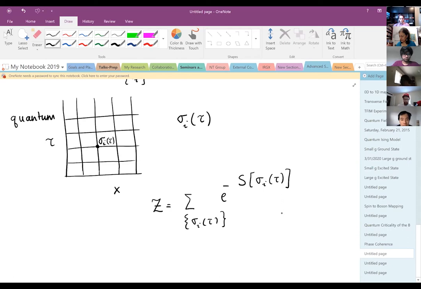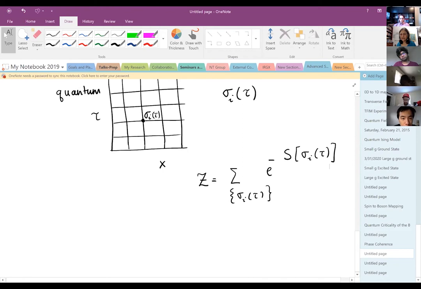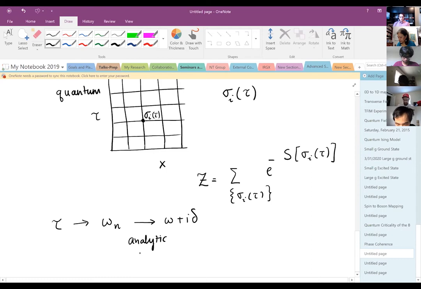You know, in the end, you can go back to real time by doing what is called analytic continuation. So if people have done some diagrams, you might have done something called Matsubara sums. Basically you take tau and Fourier transform it and go to omega_n, which are the discrete frequencies in imaginary time. And then you can go from omega_n to omega plus i delta. This is called analytic continuation. What it allows you to do is a Wick rotation from imaginary time to real time. So that's how you can get the real time dynamics.